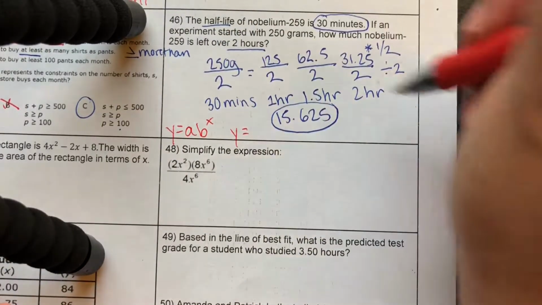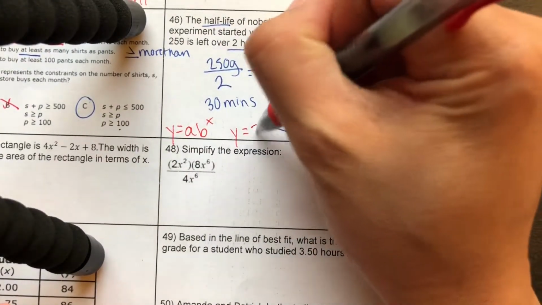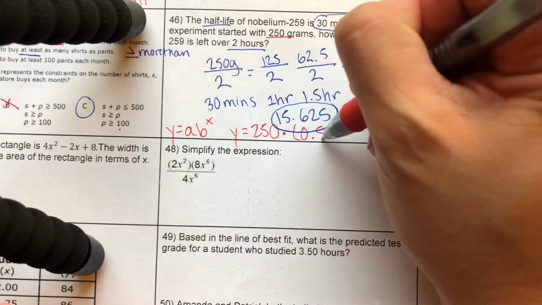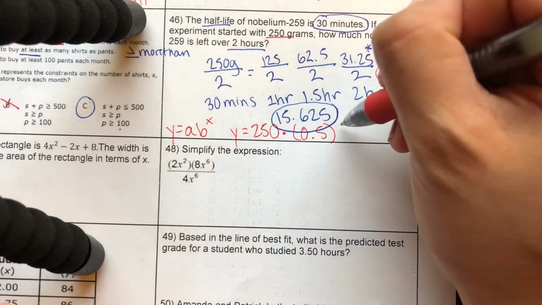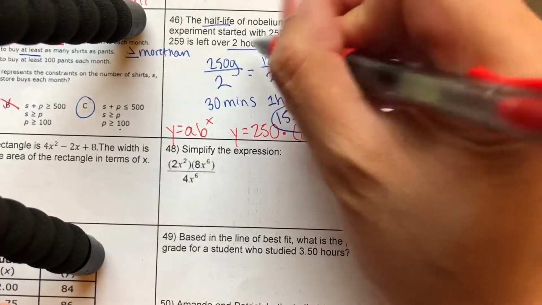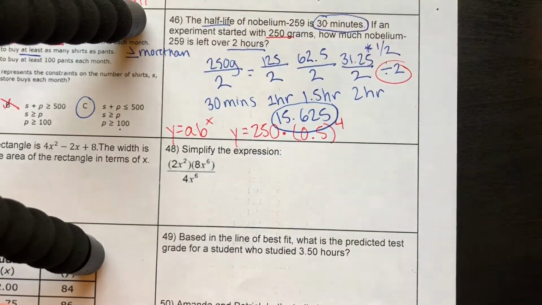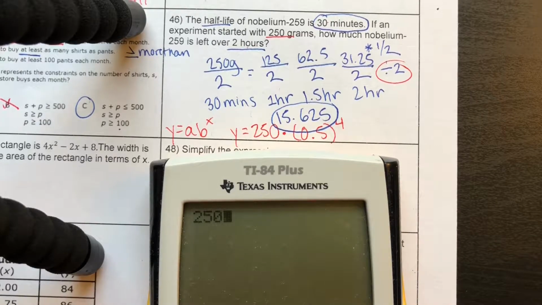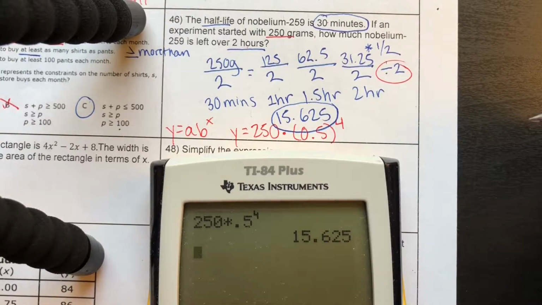So I begin with Y equals, my principal is 250. My rate is 0.5 because it's being divided by half. And then 30 minutes goes into 2 hours 4 times. So if I do that on my calculator, 250 times 0.5 to the power of 4, I also get 15.625.